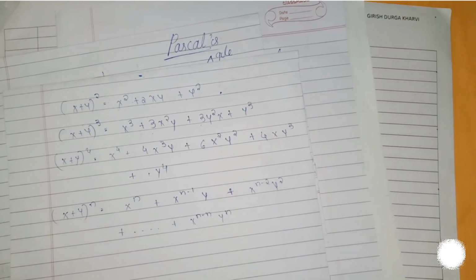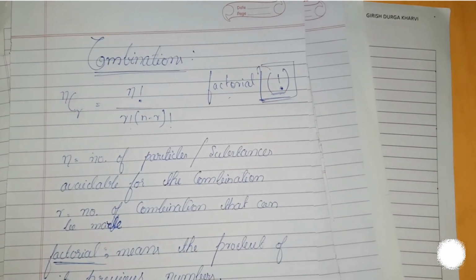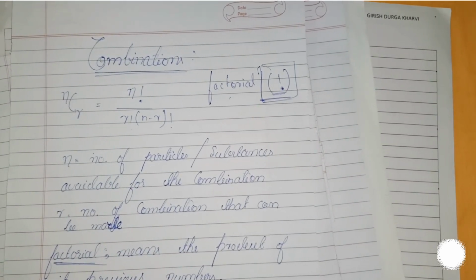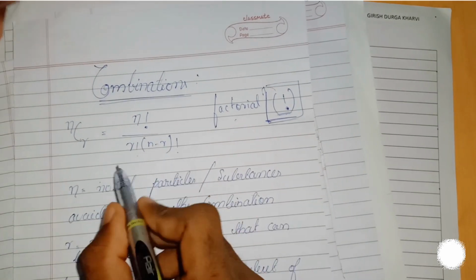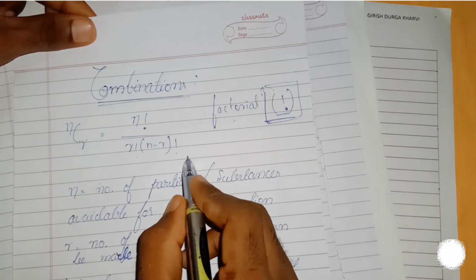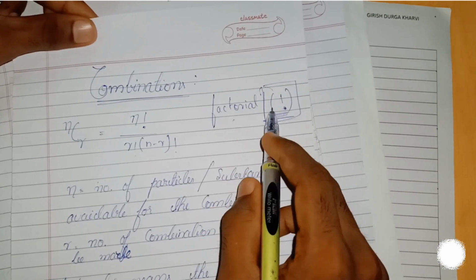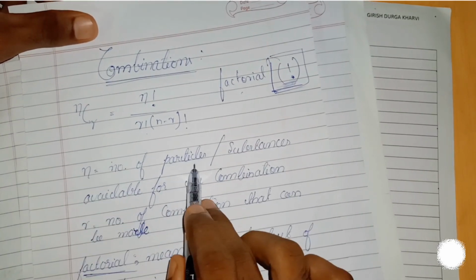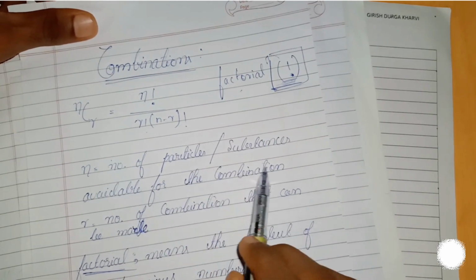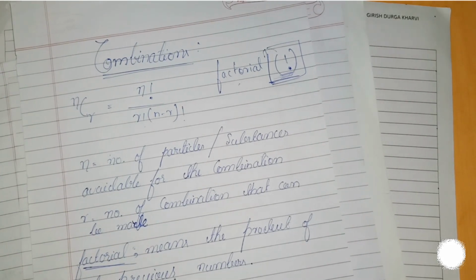The coefficient of the general term is given with the help of combinations. Here, I'll not explain more about combinations because you'll learn about it in higher classes. But I'll explain its formula. Here nCr is equal to n factorial divided by r factorial into n minus r factorial. Here this sign indicates the factorial, where n is the number of particles or substances available for the combinations, and r is the number of combinations that can be made with the help of those particles or substances.